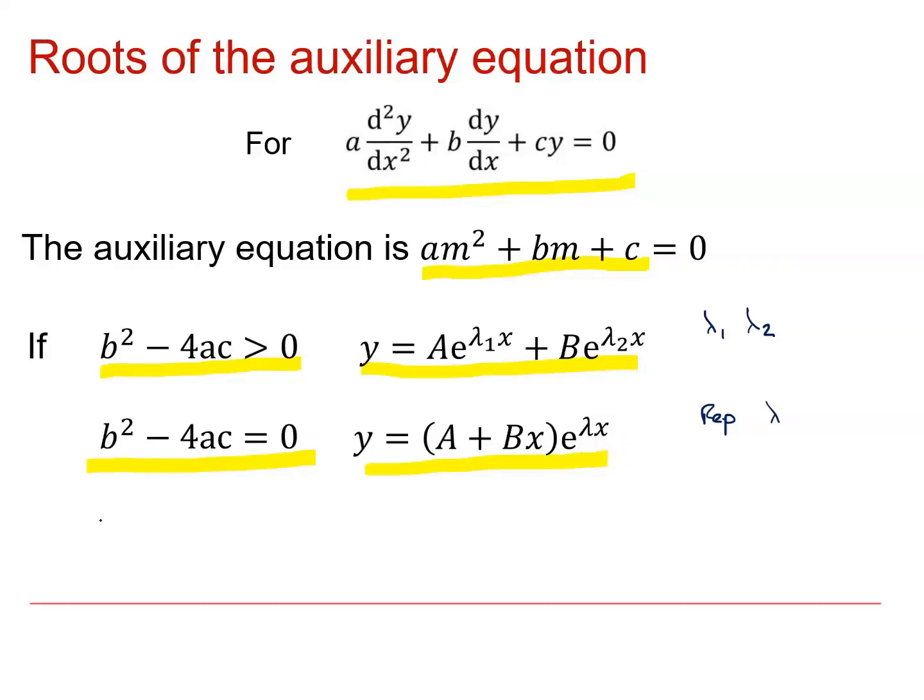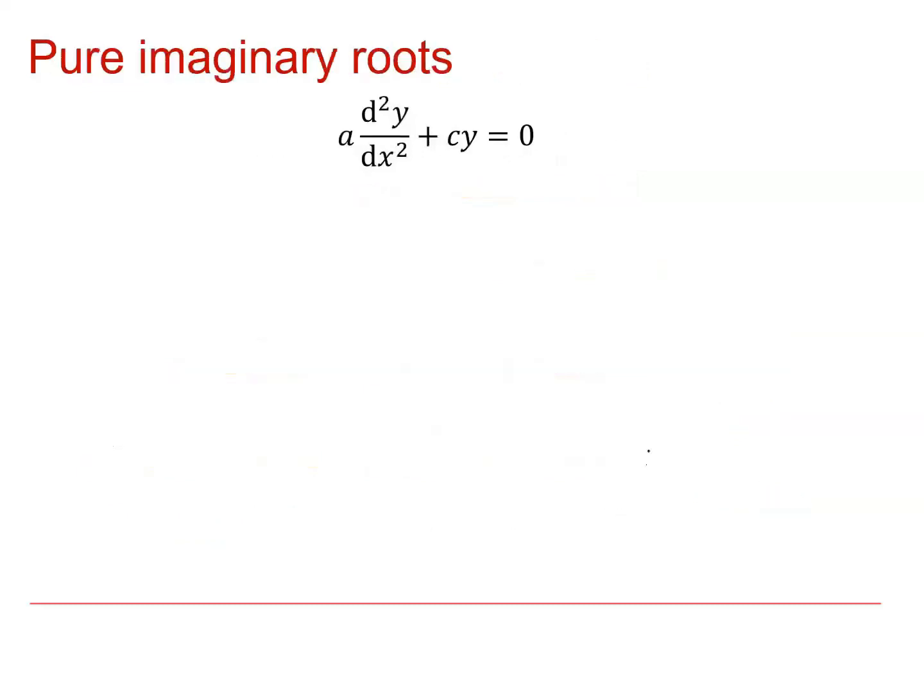We're now going to consider what happens if b squared minus 4ac is less than 0, in which case we'll get complex roots here, and we need to look at how that affects the general solution. Okay, so let's look at this example. Notice I've got no dy by dx term, I've got b equals 0, and I start by forming the auxiliary equation.